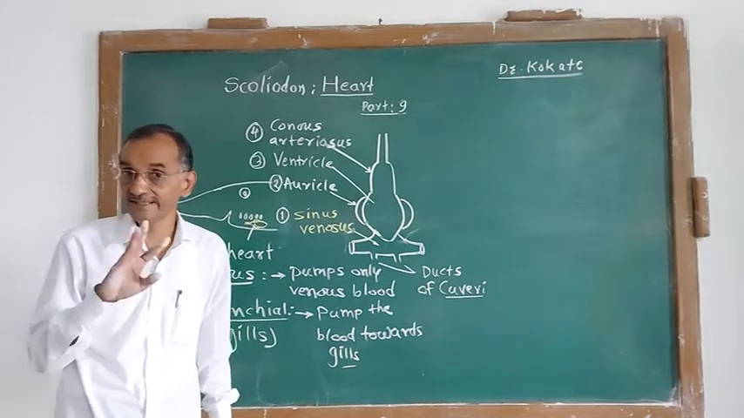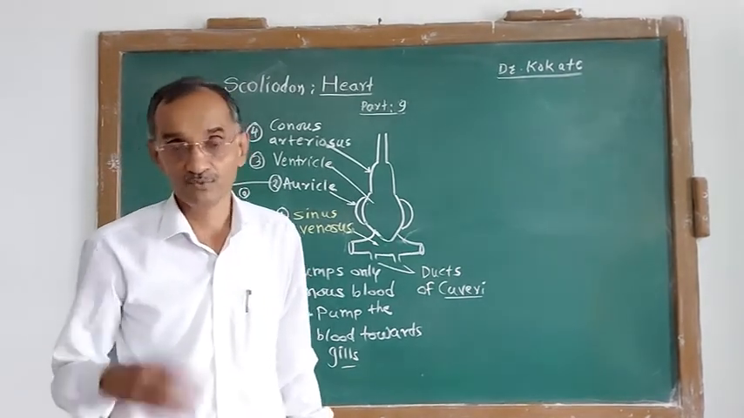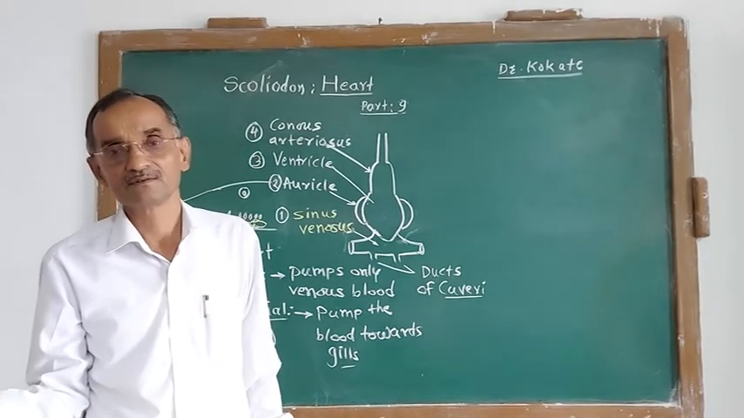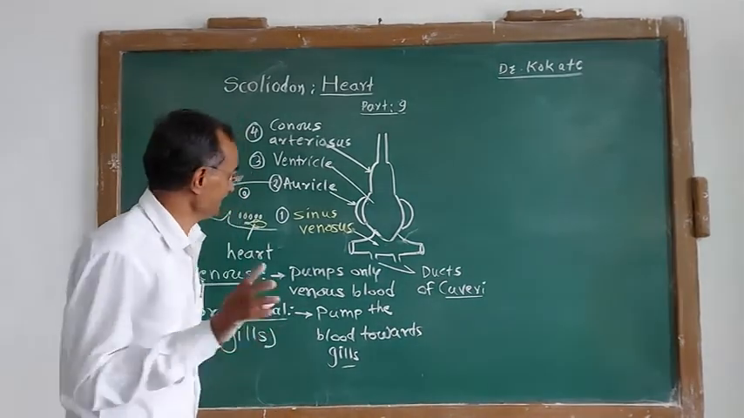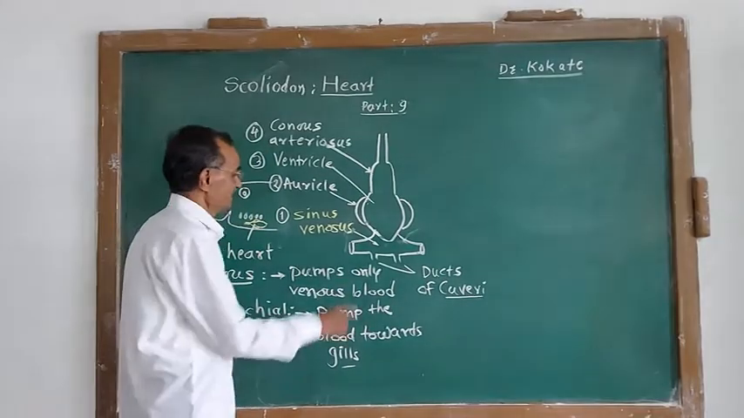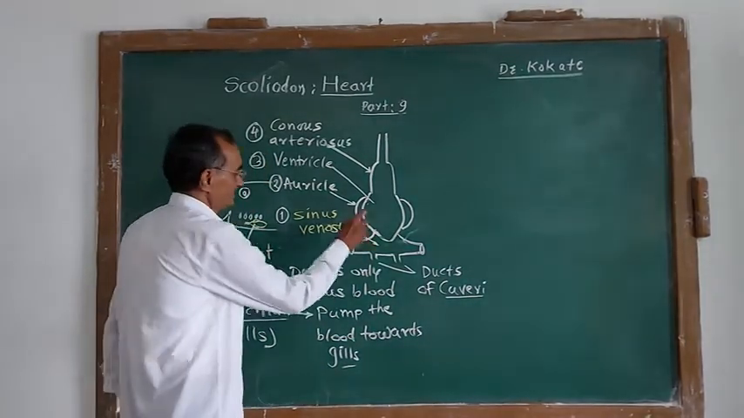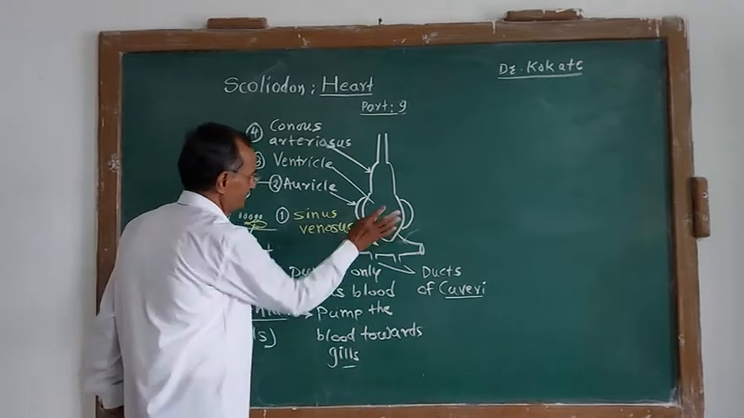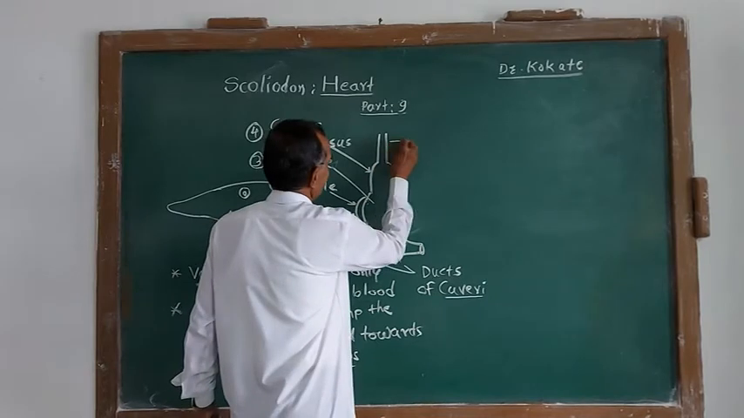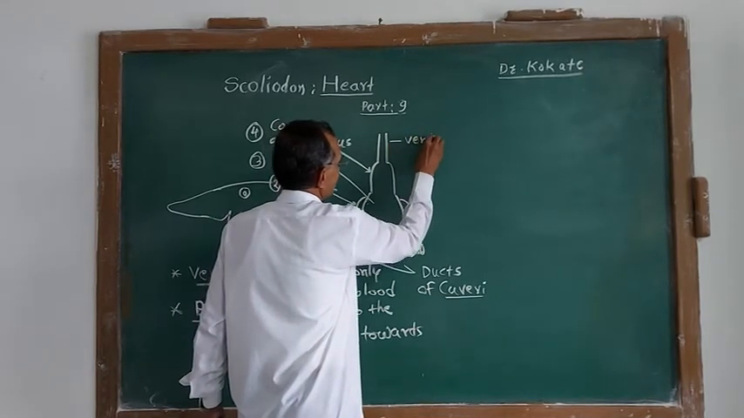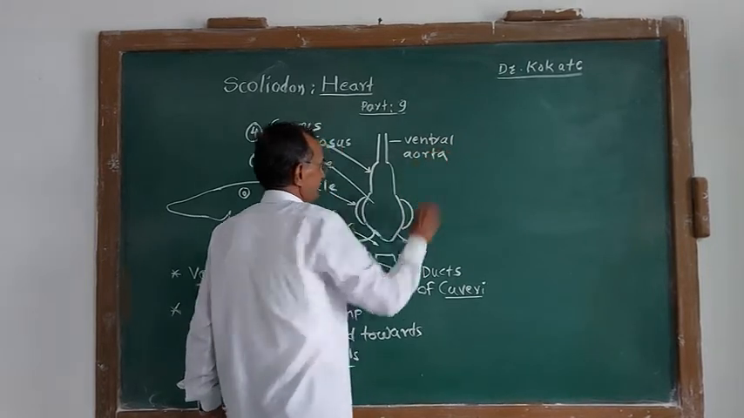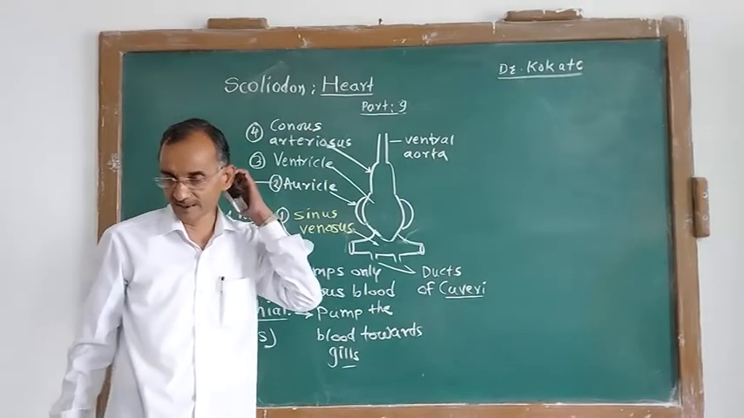But their names are totally different. As you may think, 2 auricles, 2 ventricles, it is completely wrong. What is correct? The name of each chamber is different here, and you have to remember that. Sinus venosus, auricle, single ventricle, conus arteriosus, and then it leads into the ventral aorta. This is called the ventral aorta. It is a blood vessel, not a compartment of the heart.